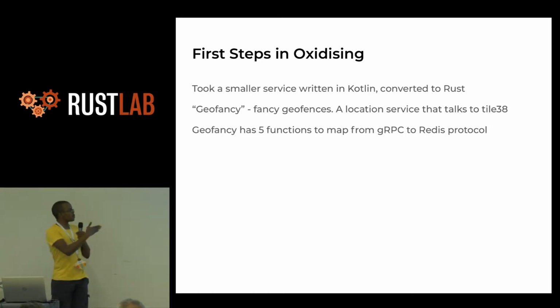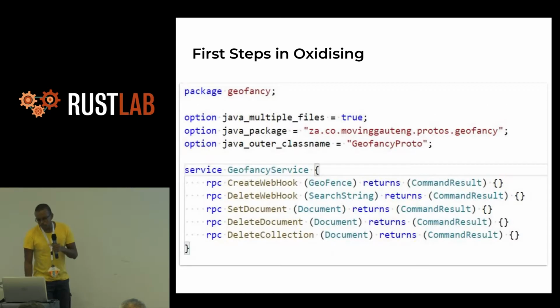So this becomes relevant for us in saying, okay, well, you want to know when the bus is 5 minutes away, so let's set a geofence around the perimeter we expect the bus to be at. When it's 5 minutes away, we get a notification, we send it to you. Simple as that. Geofency has 5 functions that we had to map from gRPC to Redis.